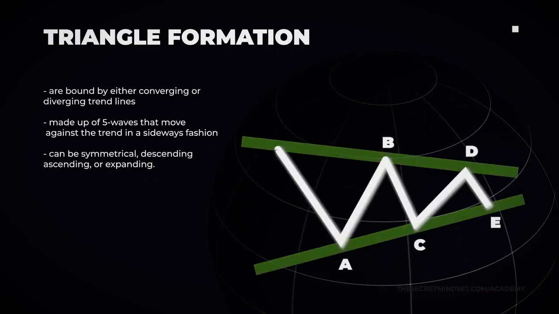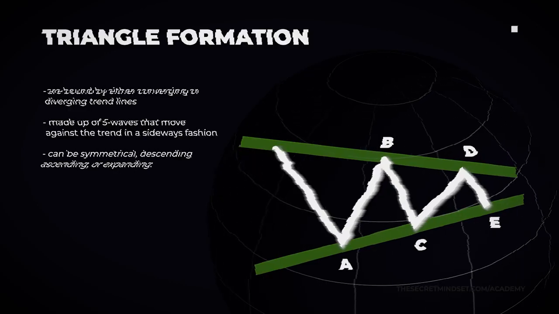And finally, the triangle formation. Triangle formations are corrective patterns that are bound by either converging or diverging trend lines. Triangles are made up of 5 waves that move against the trend in a sideways fashion. These triangles can be symmetrical, descending, ascending, or expanding.